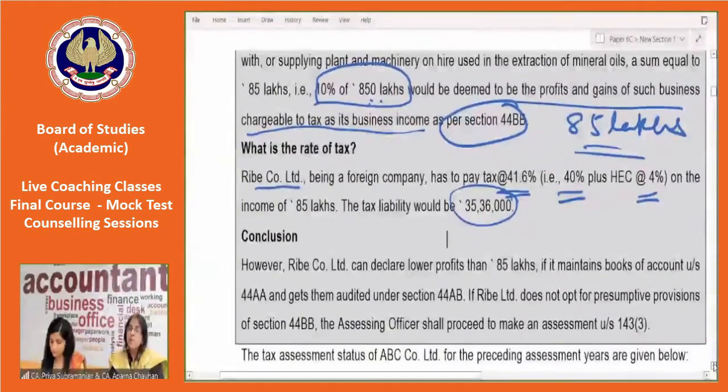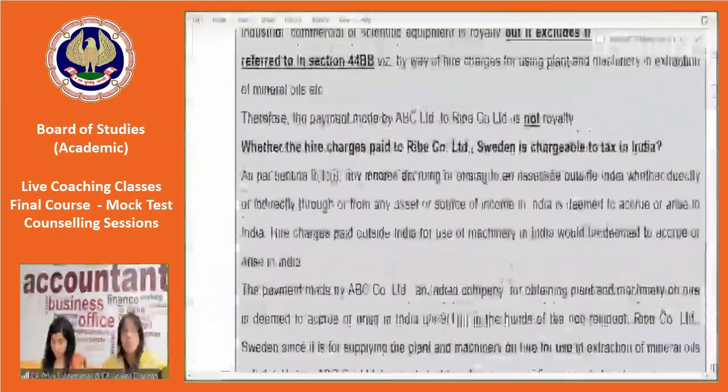However, 44BB provides that you can declare lower profits if you maintain books of accounts and get them audited. So that is the thing. If it wants to declare lower profits than 85 lakh, it has to maintain books of accounts and get them audited. So this is what this provision is about.